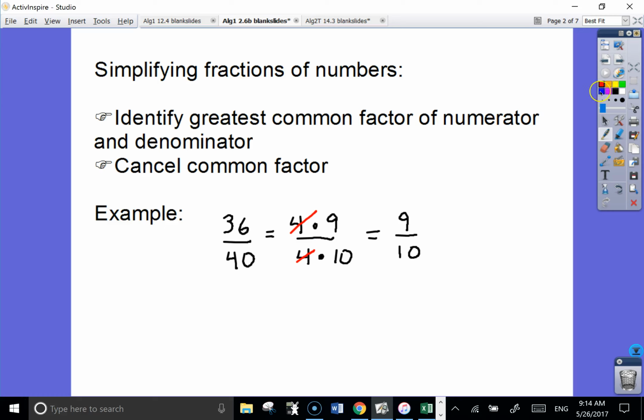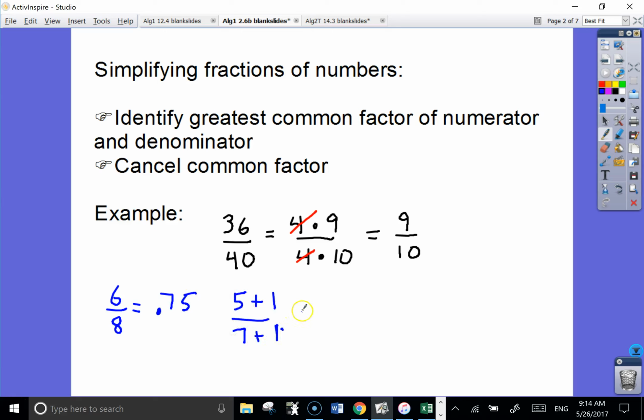Just to make the point, this is what you can't do. What if I had 6 over 8? Does anybody know as a decimal what that would be? 0.75, right? Okay, so what if I write this like this: 5 plus 1 over 7 plus 1. That's the same thing, right?